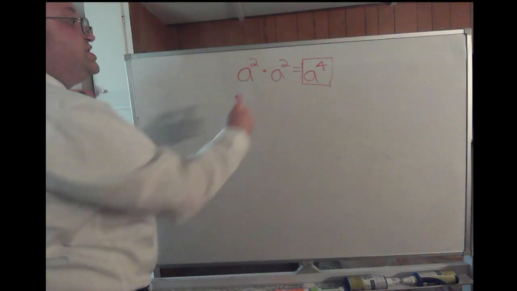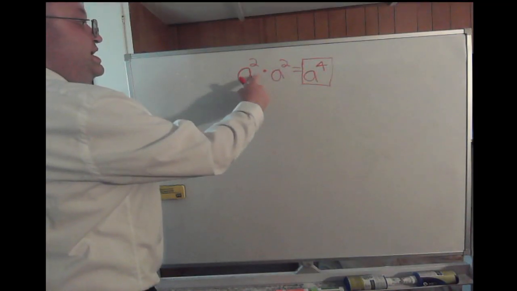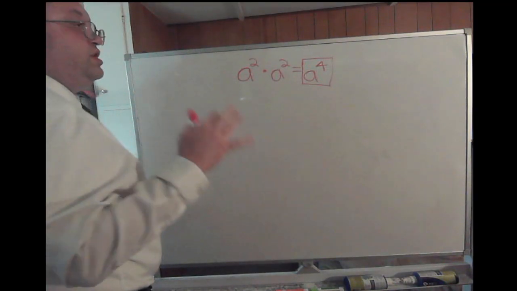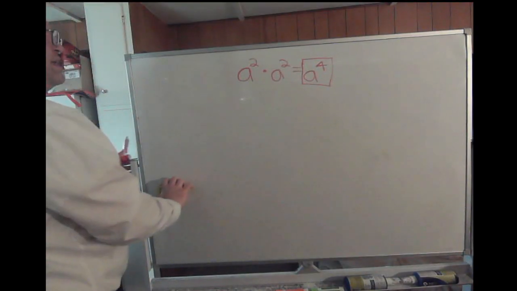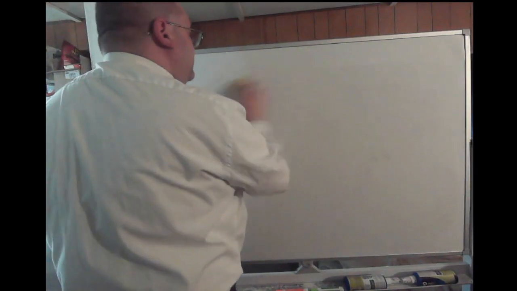And it only works if you have the same base. Say it was a squared times b squared, you couldn't add the powers. It only works if the base is the same. That's the only time it works, is if your base is the same.